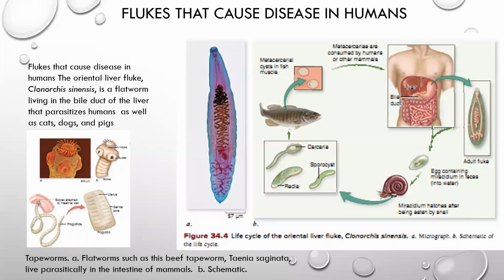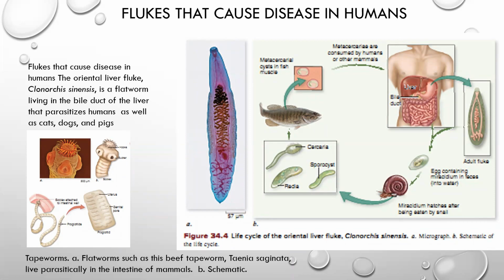In the body of the snail, these Miracidium larvae convert into sporocysts. It will produce several types of larvae, which ultimately reach the fish. These metacercariae live in the gut of fish, and from fish, such metacercariae larvae are consumed by humans. Whenever we eat any infected fish that is partially cooked, there will be chances for the infection of liver fluke.